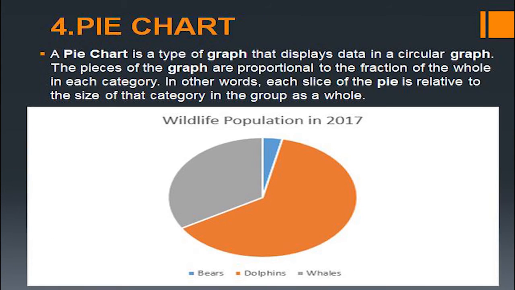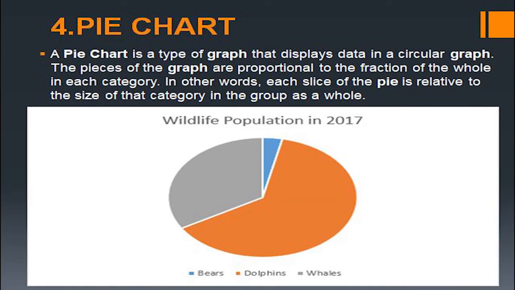Next one is pie chart. A pie chart is a type of graph that displays the data in a circular path. That means in a round path. The pieces of the graph are proportional to the fraction of the whole in each category. In other words, each slice of a pie is related to the size of the category in a group as a whole. See here wildlife population, again we have taken in 2017.